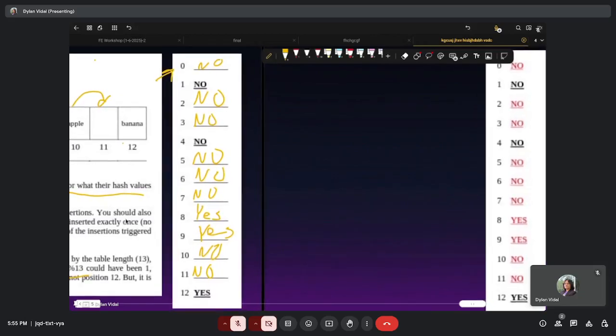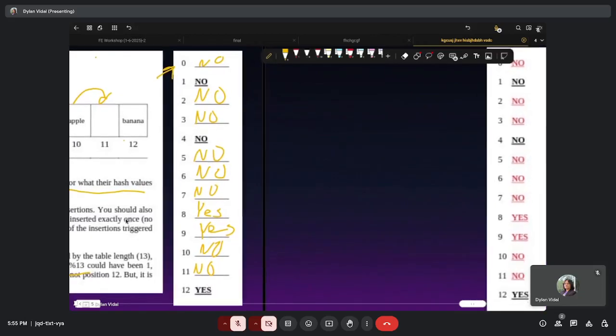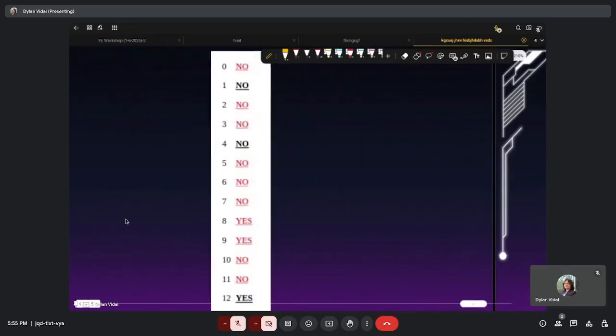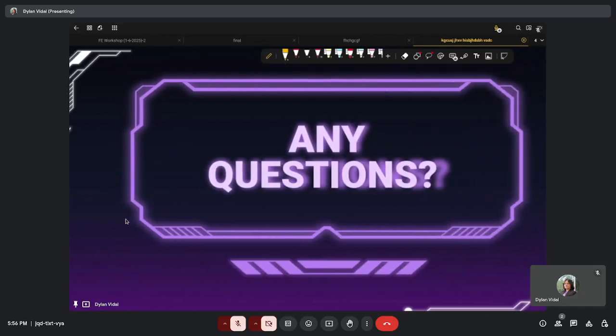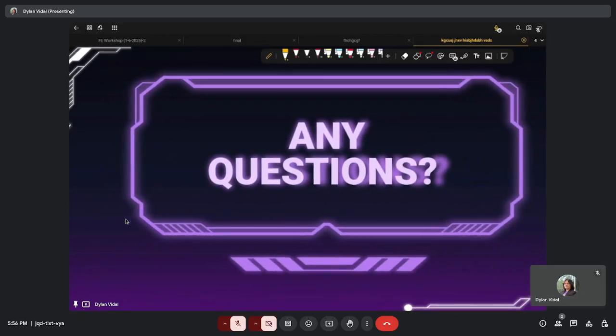Y'all got that? Y'all see how we did that? That one's a fun problem because I made the same mistake my first time. We're like, oh, it's open. We could put it there. But no, you can't. All right. Any questions at all about hash? Hash table, hash function, hash trace, collision, probe?